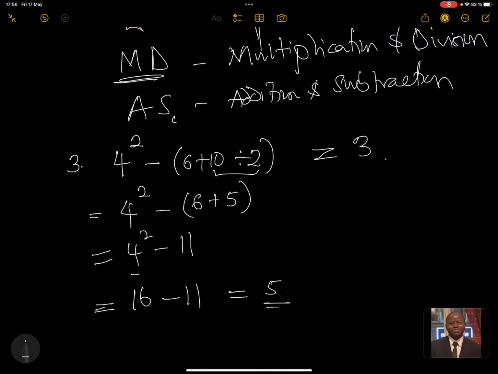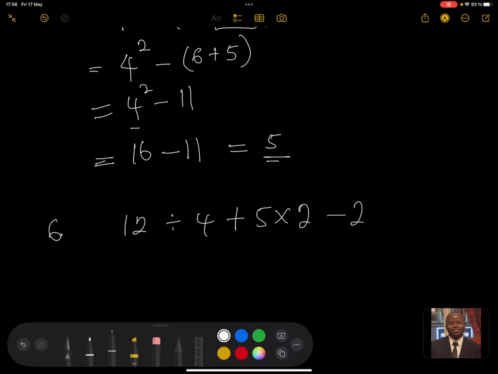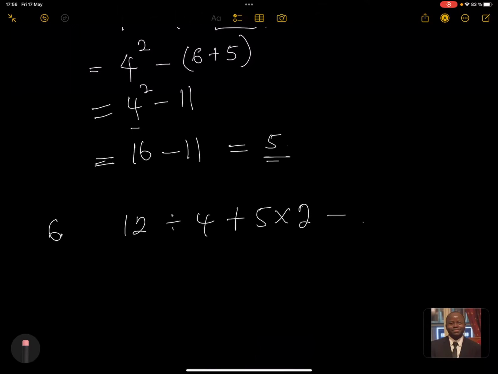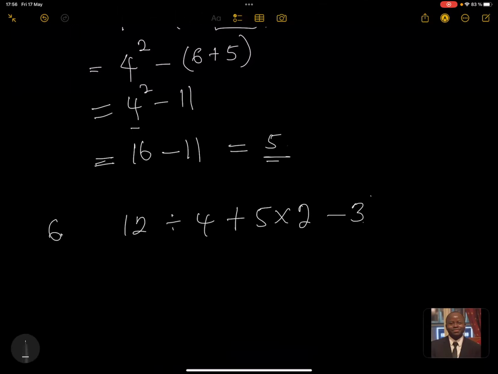Excellent. So we go to the second question. That is question 6. What does question 6 say? 12 divided by 4 plus 5 multiplied by 2 minus 3 to the power 2. Okay, let us deal with this.